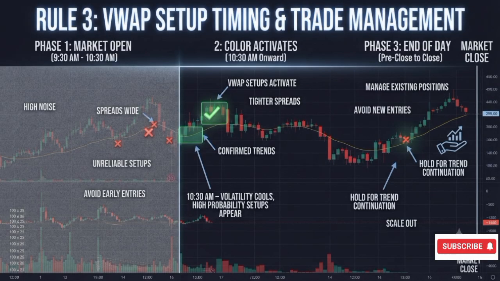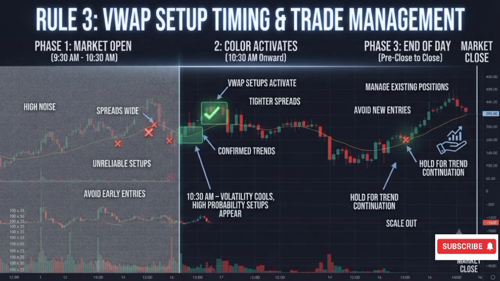Rule 3. The time of day principle. VWAP in the first hour is noisy. Overnight activity, opening auctions, algorithmic rebalancing, it hasn't settled yet. The institutional benchmark hasn't been established. The most reliable VWAP trades happen after 10:30 a.m. Eastern. By then, the opening range has been established, the initial volatility has settled, and VWAP has had enough volume to actually mean something.